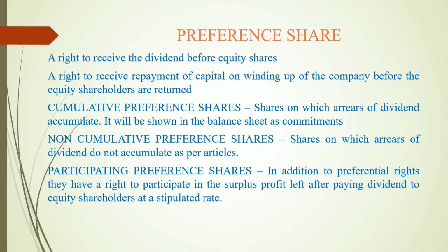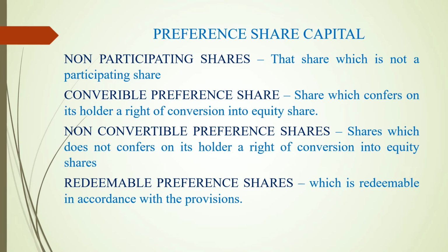And next one is participating preference shares. In addition to two basic preferential rights, it also carries one or more other rights, like the right to participate in the surplus profit left after paying dividend to equity shareholders at a stipulated rate, and a right to participate in the surplus asset left after the repayment of the capital to equity shareholders on the winding up of the company. Then coming to non-participating preference shares. A preference share is always deemed to be a non-participating preference share unless otherwise stated. So it is called a non-participating preference share.